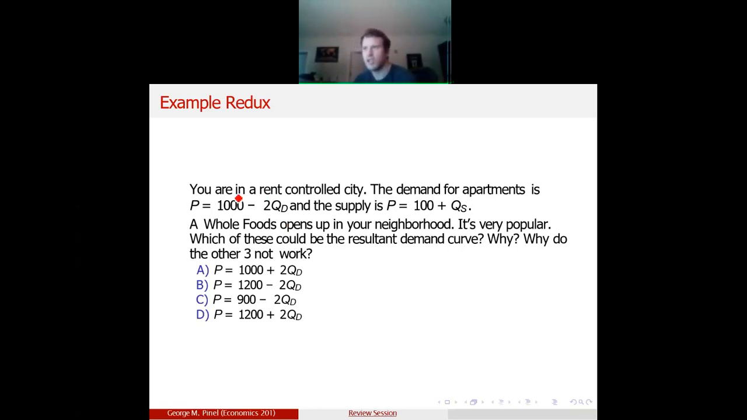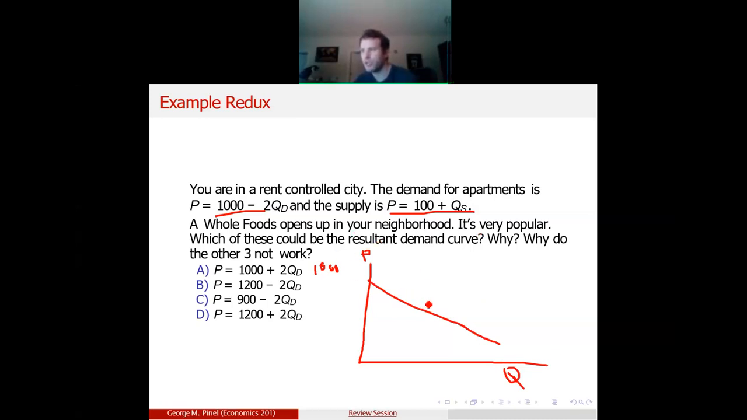All right. You're in a rent-controlled city. The demand for apartments is this. The supply is this. A Whole Foods opened up in your neighborhood and is very popular. Which of these can be your demand curve? So let's look at the demand curve for a second. 1,000 is my intercept. I have price on the y-axis, quantity on the x-axis. All right. Do I think demand should shift in or out because of a popular Whole Foods? I would think it would go out, right?